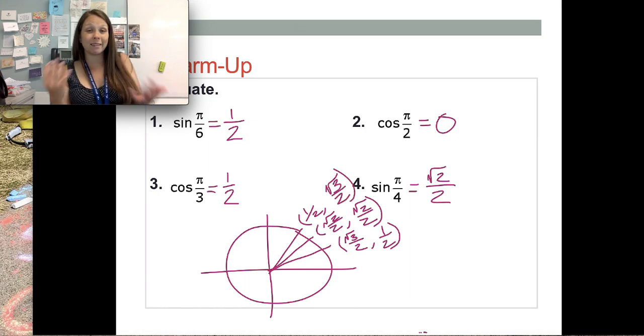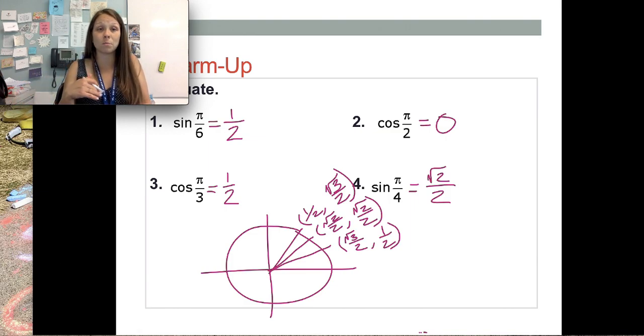Right, so that's where I'm getting these answers from, based upon the radian measure, which is an angle measurement on the unit circle. The x-coordinate at that measurement is cosine, the y-coordinate is sine.